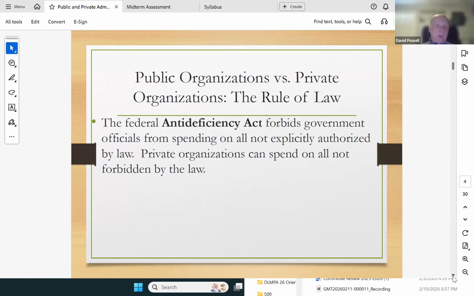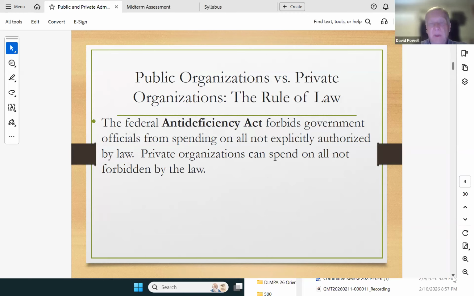Another way in which we can look at the differences between public and private organizations is by looking at this piece of federal legislation called the Anti-Deficiency Act. The Anti-Deficiency Act has been around for a very long time, but it really made it back into the headlines in the first Trump administration. The Federal Anti-Deficiency Act forbids government officials from spending on anything that is not explicitly authorized by law.